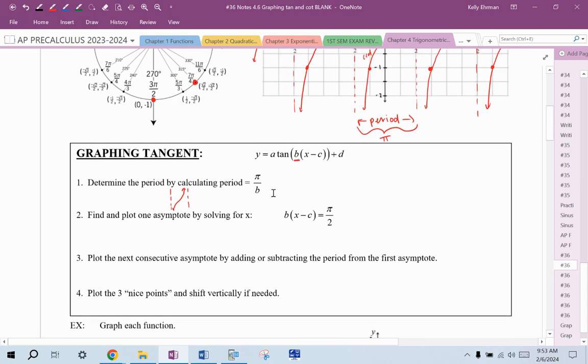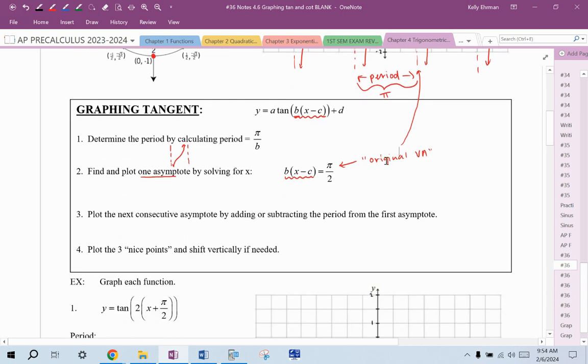Once you determine the period, find one asymptote. Take whatever is inside of the tangent function, whatever this expression is, and set it equal to pi over 2. I think of this as the original vertical asymptote, meaning pi over 2 was the first one that we plotted. That's where that number comes from. You could set it equal to negative pi over 2, or any of the other odd pi over 2s, I should say. And then you solve for x. I'm not going to solve this for x because we don't have numbers, but you would divide by b and then add or subtract c over, depending.